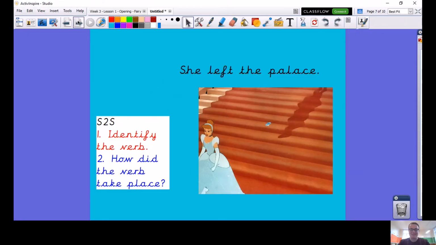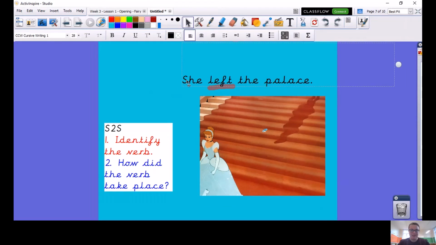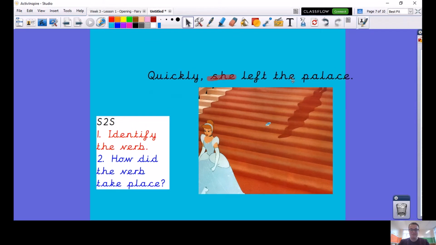She left the palace. I need to identify the verb. What does she do? She leaves. That's right. Leaves or left in the past tense is the verb. She left the palace. How does she leave the palace? I think she's going to leave the palace quickly. Quickly, she left the palace. Maybe you can come up with an alternative. How could she leave the palace? Quickly, she left the palace.